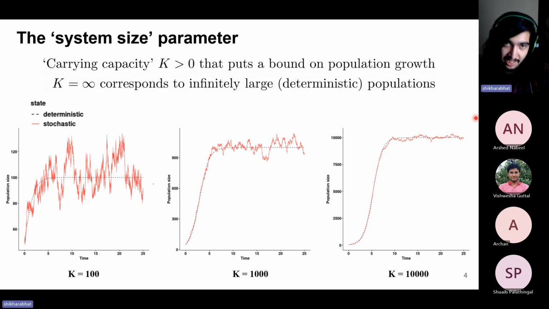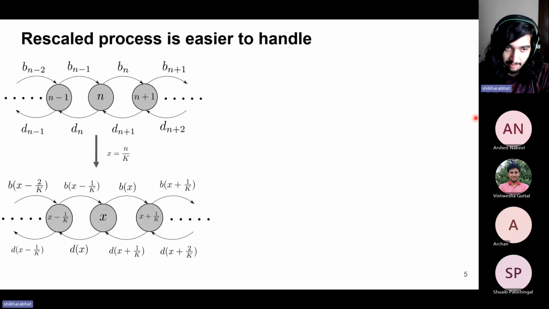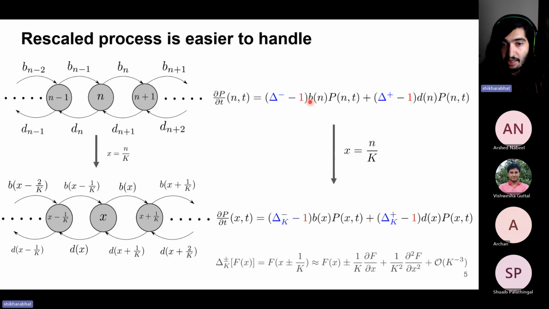We can exploit this mathematically by saying that instead of population numbers, n, we will look at population densities by dividing by this carrying capacity. And what this means is that we can translate the master equation as well from n to n by k, which I'm denoting by x, just by transforming variables. And if we do this, we said then, since the population now transitions in units of 1 by k, I can Taylor expand functions that look like x plus or minus 1 by k, and this rescaled process was easier to handle mathematically.